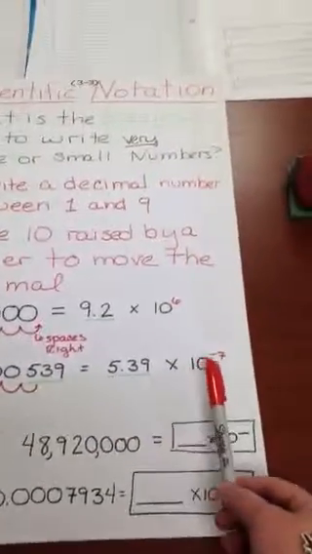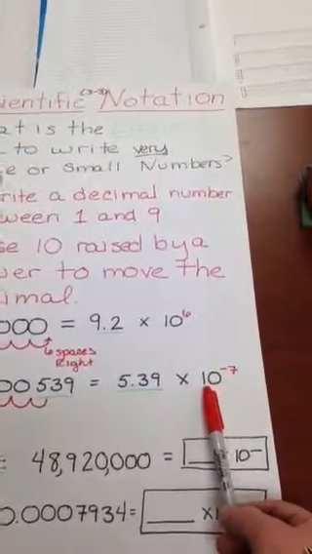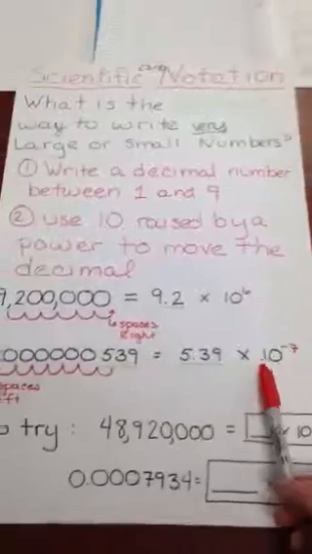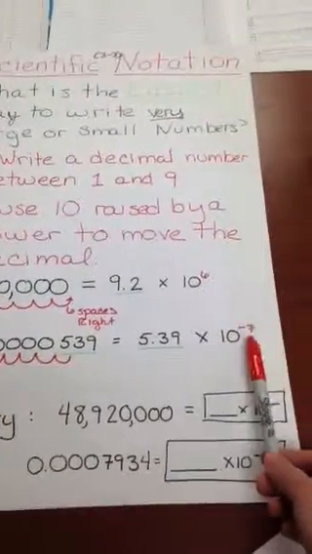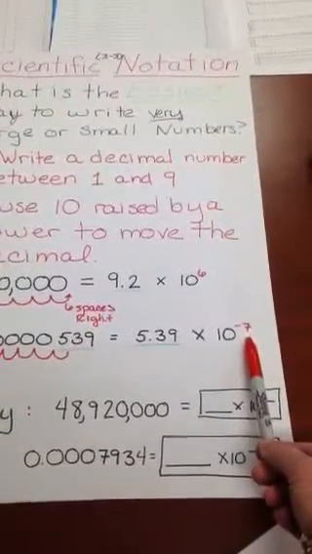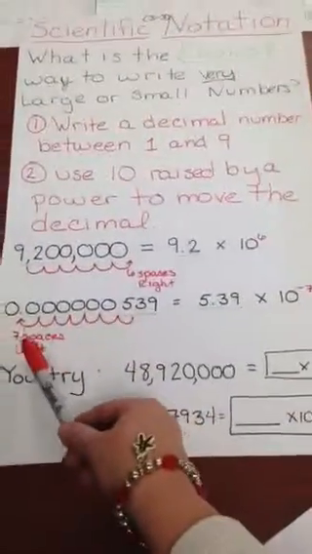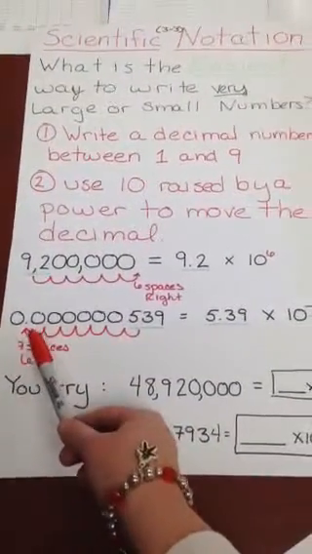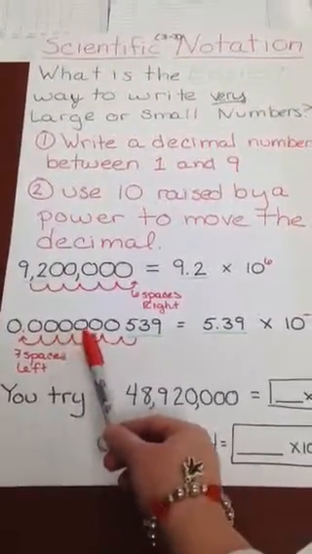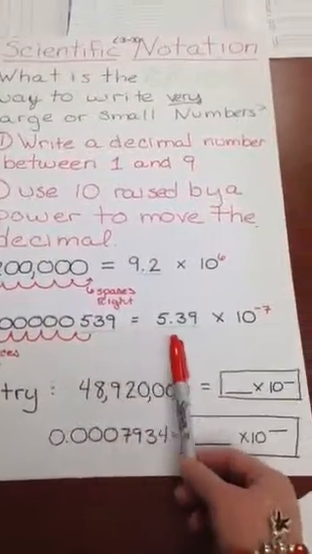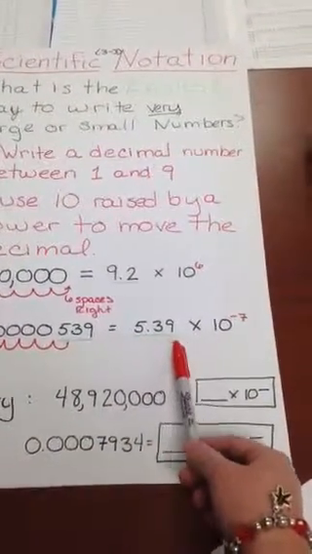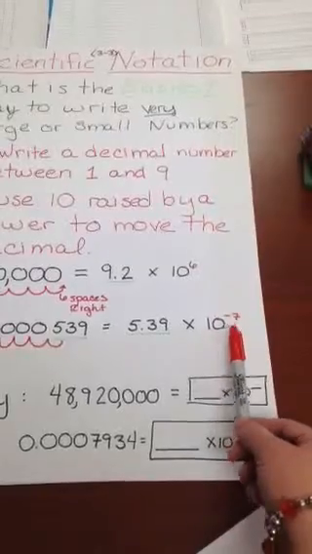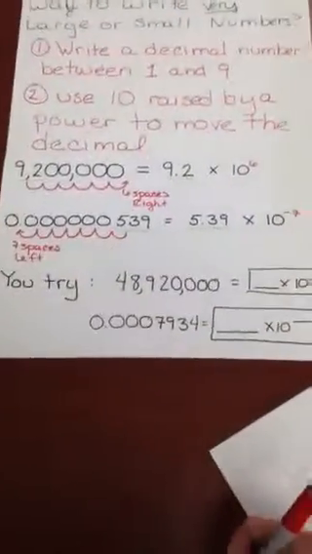And remember our pattern from our 10 exponents? If I want to move that decimal 7 spaces left, my exponent needs to be -7. So the scientific notation form of 0.000000539 would be 5.39 times 10 raised to the -7th power.